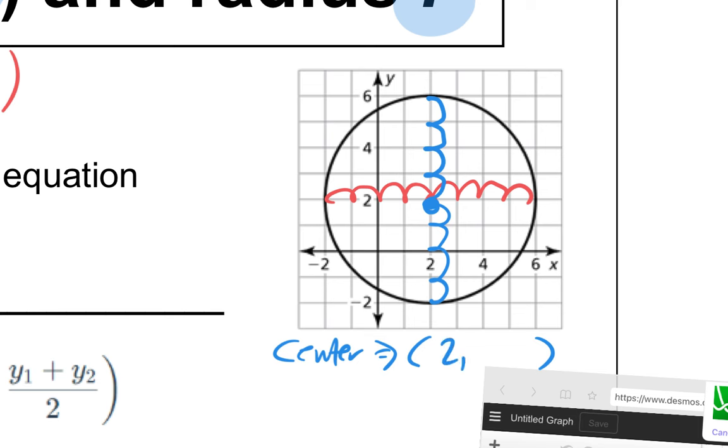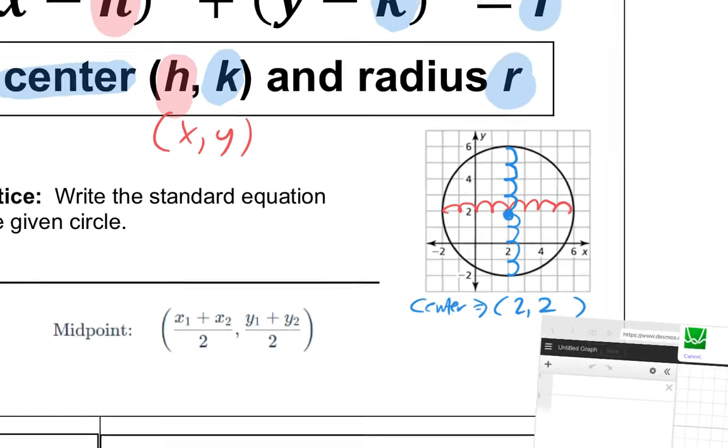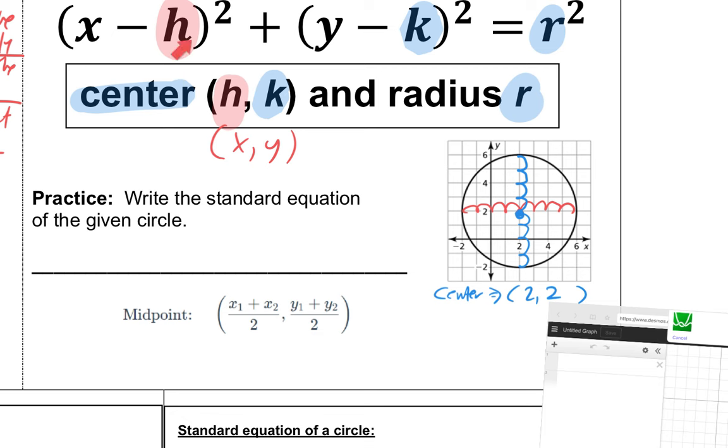The y value, which goes this way, happens to also be 2. So the x value is 2, and the y value is 2 as well. All right, so that's the first part that we need. We need to know the x value and the y value. Now we need to know the radius and then squared.